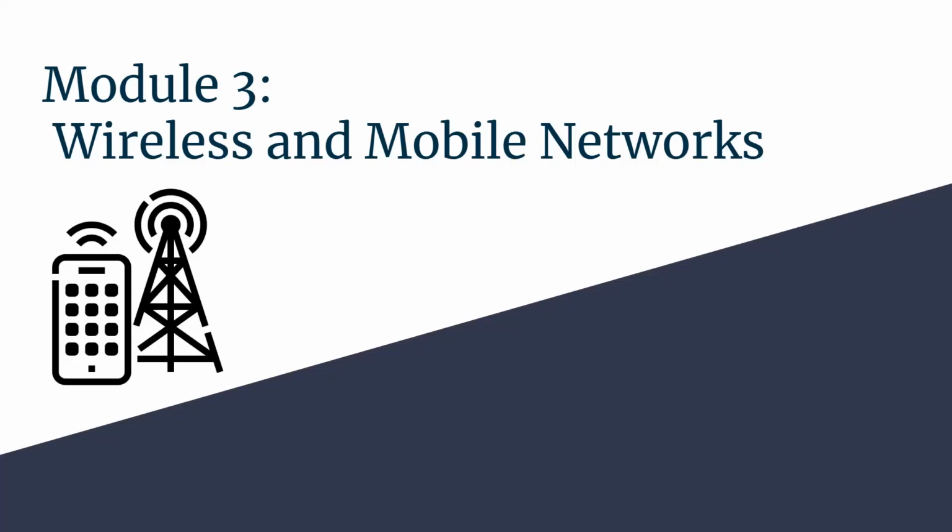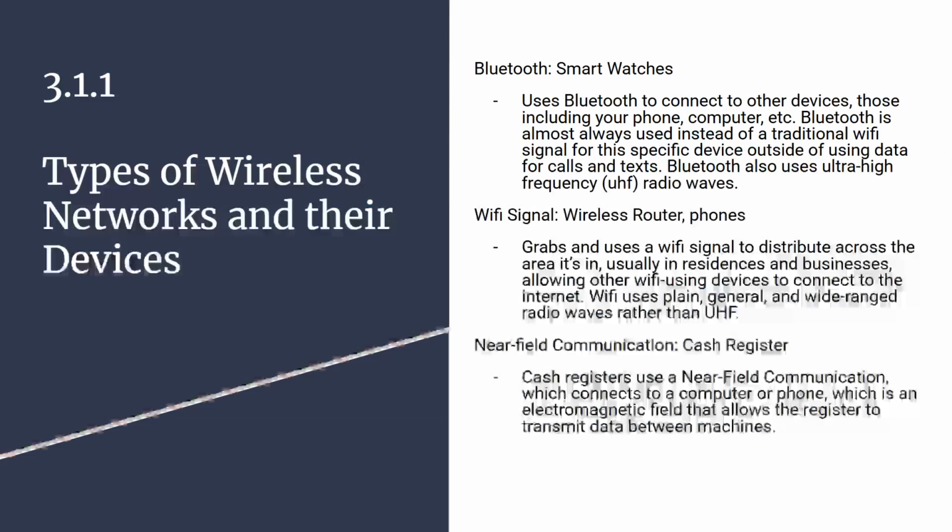Today's presentation is on wireless and mobile networks. Types of wireless networks and their devices. Number one is Bluetooth, which has smartwatches, which use Bluetooth to connect to other devices, including your phone, computer, etc. And Bluetooth also uses ultra high frequency radio waves.